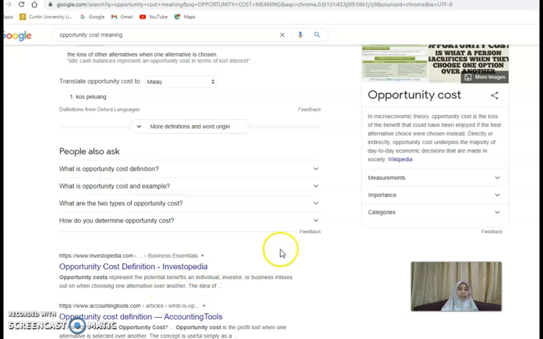For example, in the case of the ice cream and biryani just now, if you have chosen the biryani, then the loss of benefit, the loss of enjoying the ice cream, will be lost. So that is the opportunity cost. It is defined as the potential benefits an individual, investor or business misses out on when choosing one alternative over another. So because you choose alternative A, you tend to lose the benefit of alternative B. So that is the meaning of opportunity cost.